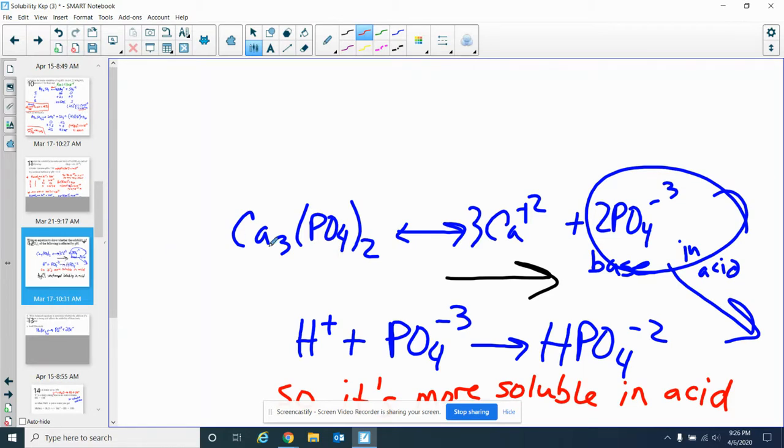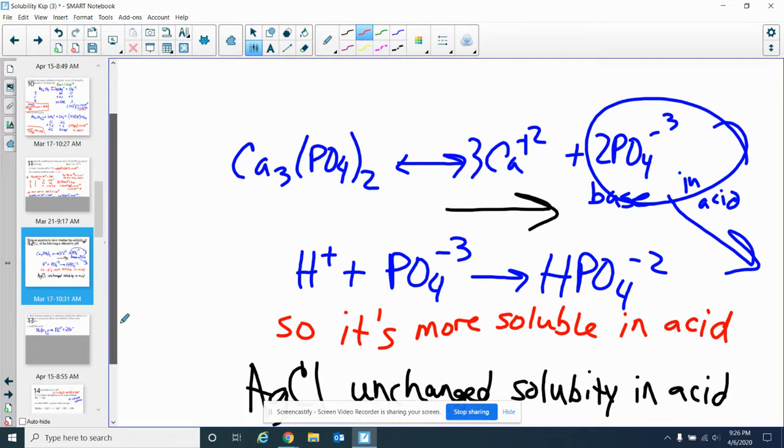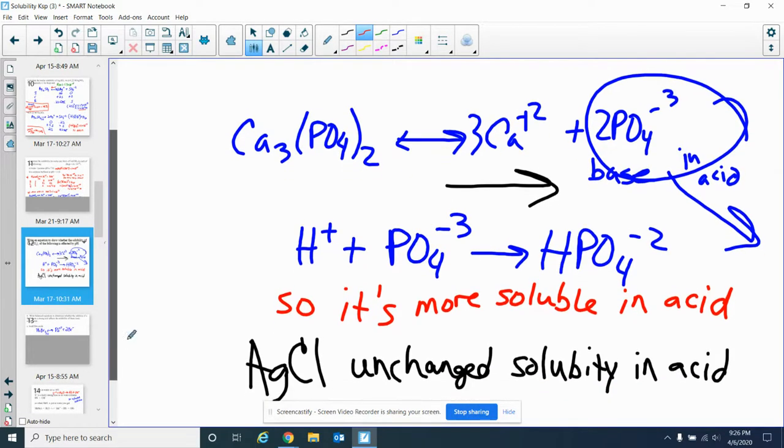So with calcium phosphate, would it be more soluble in acid or base? Well, since phosphate is a base, then that means in acid, H plus is going to combine with a phosphate and make hydrogen phosphate. So it would be more soluble in acid since it is composed of part base.